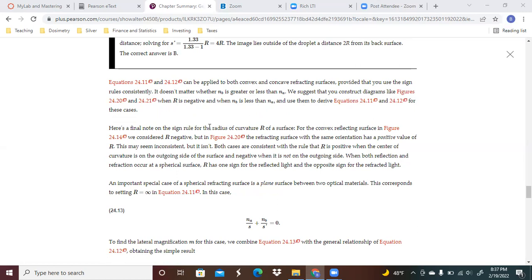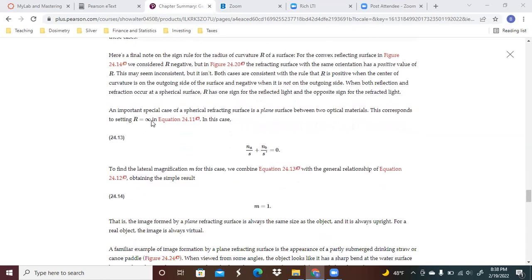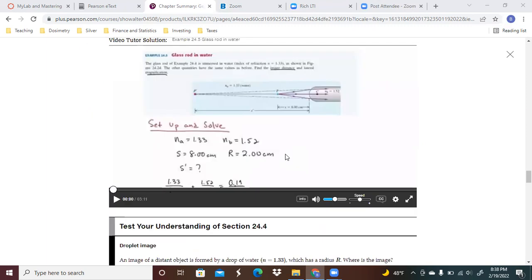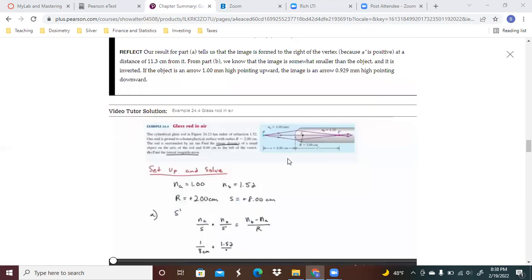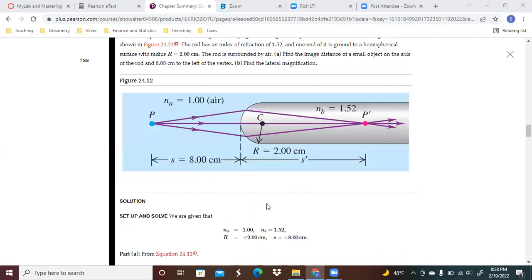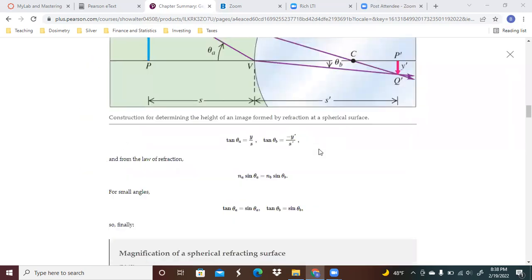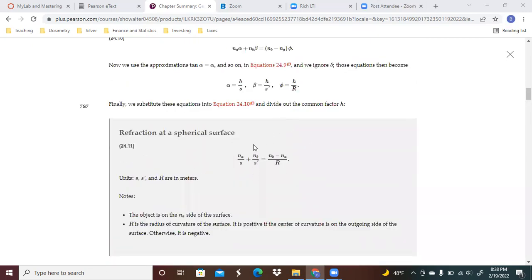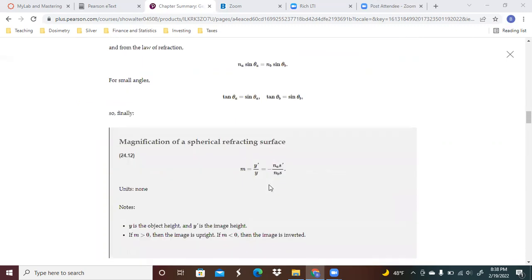That's really what we're looking at here for these particular types of problems. If R ends up being infinity, then we end up with this particular relationship. We can see that from looking at this particular formula right here. If this were to go to infinity, this term would fall to 0.